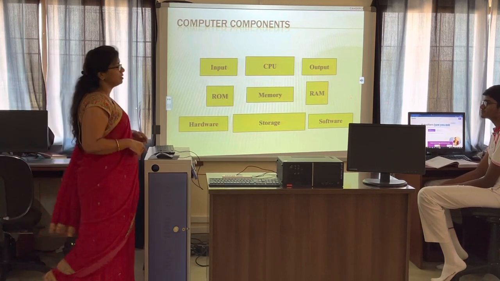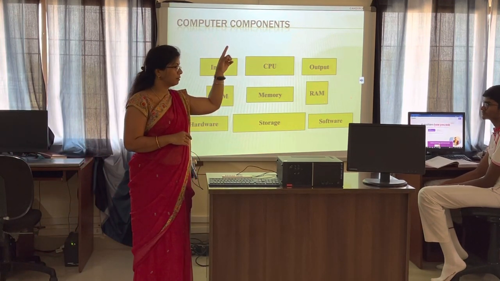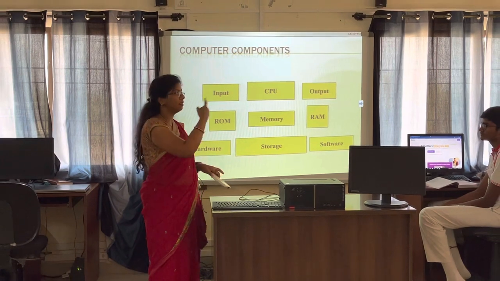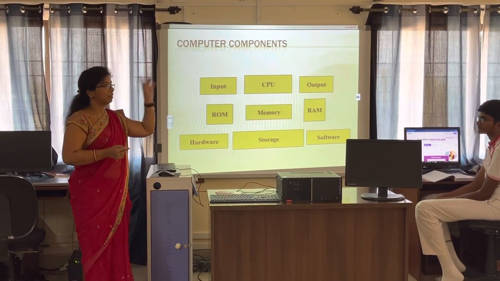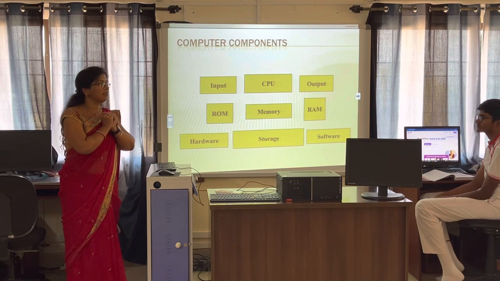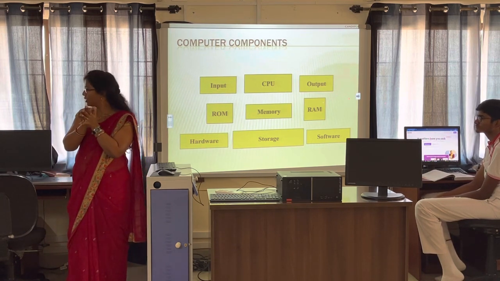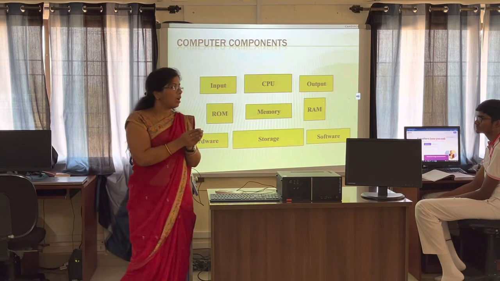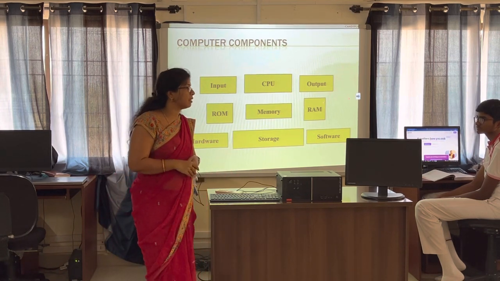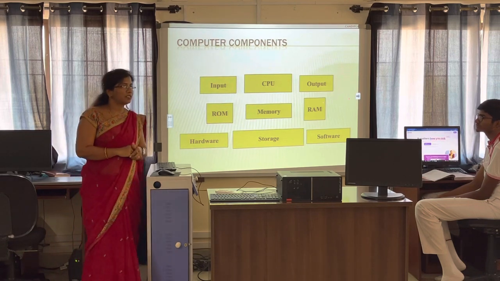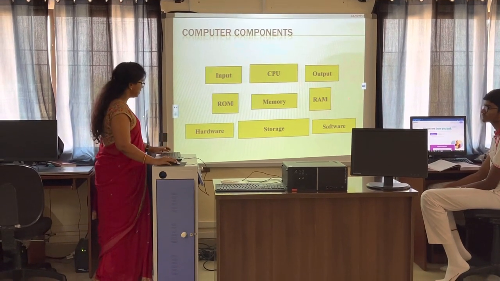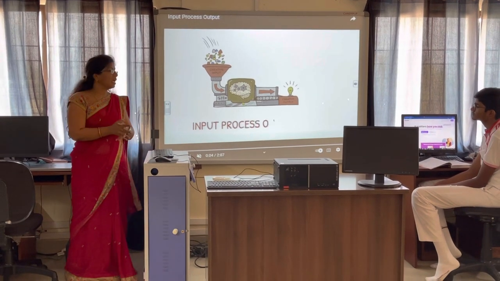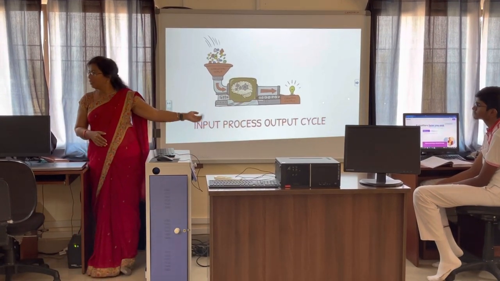Now before we go towards the different components, I took the example of the AC. A simple AC remote gave a signal to the machine which is receiving the signal. As the signal says, the machine does the same thing and responds with the output. The same way our computer system also goes through the same cycle. Now this cycle is called the IPO cycle. Let's see a video before we go ahead. IPO cycle is nothing but the input, processing, output cycle.